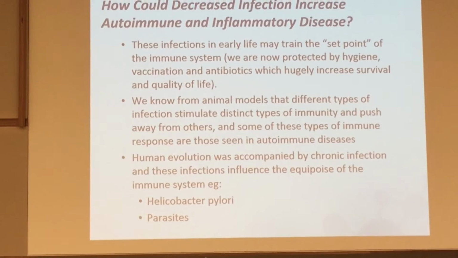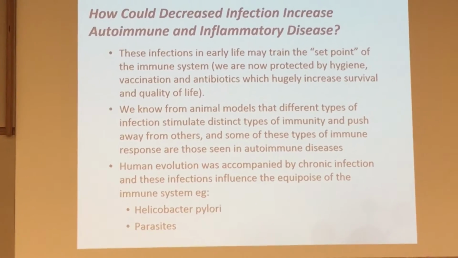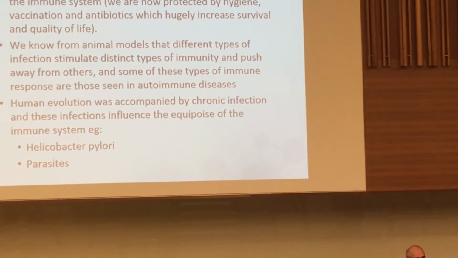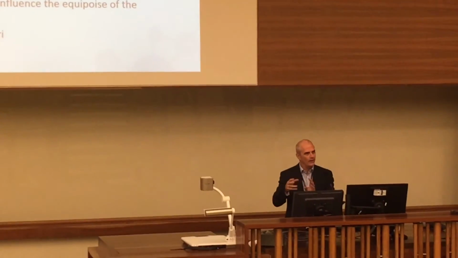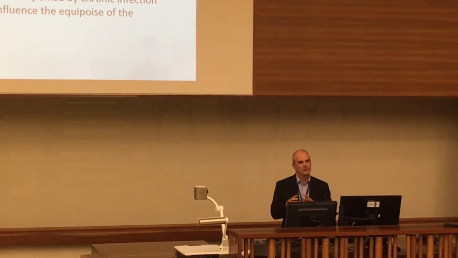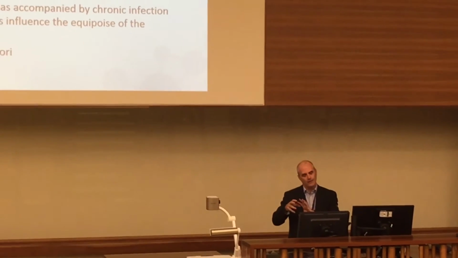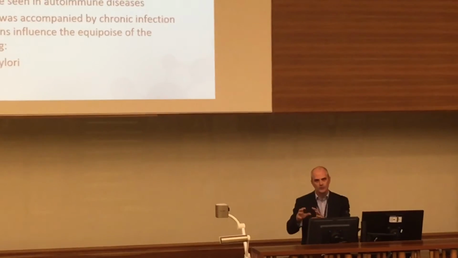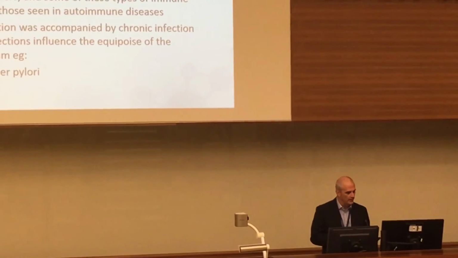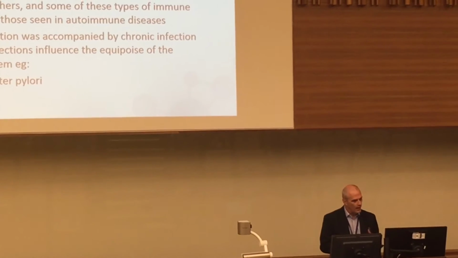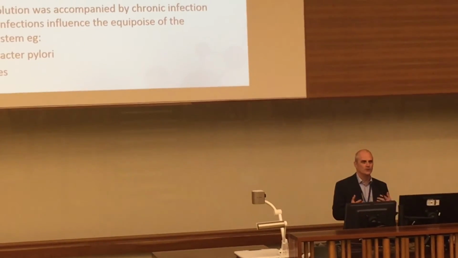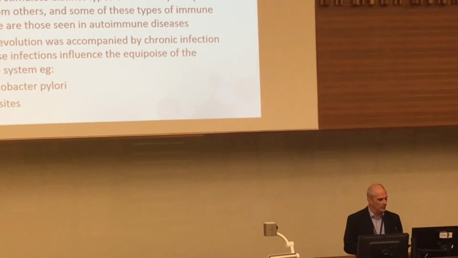We know from animal models that different types of pathogens will trigger different types of immune responses that are designed to eradicate that specific type of pathogen. And we know that some of these inflammatory diseases are associated with those types of inflammatory responses, and John might talk about this more specifically in asthma later on.